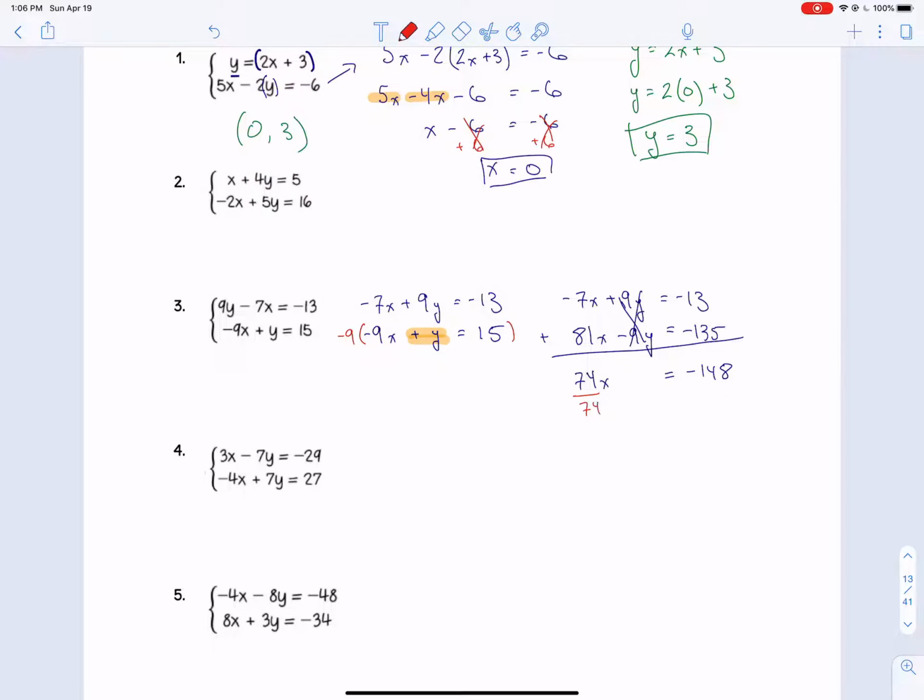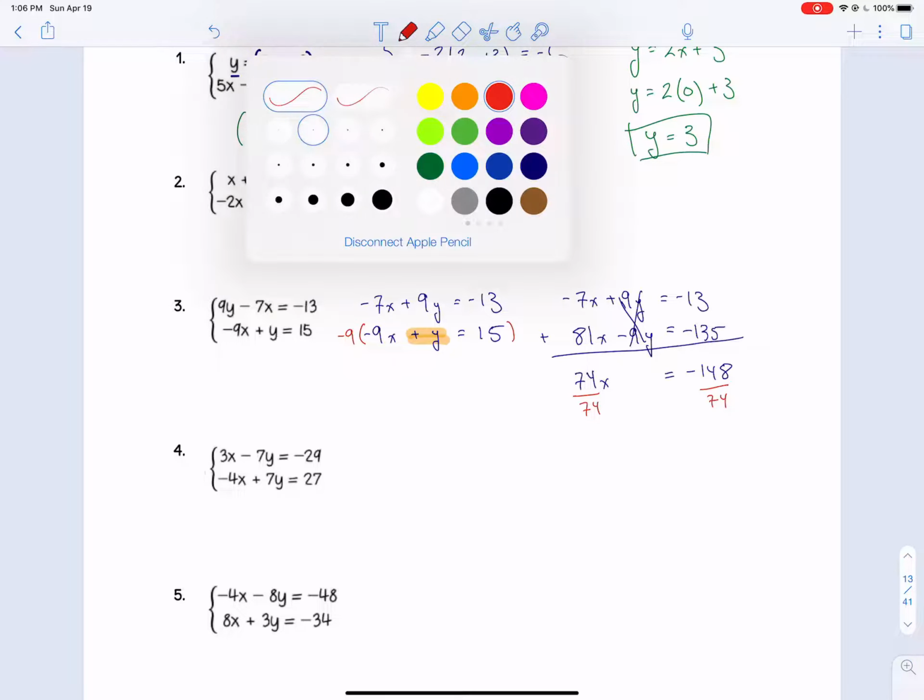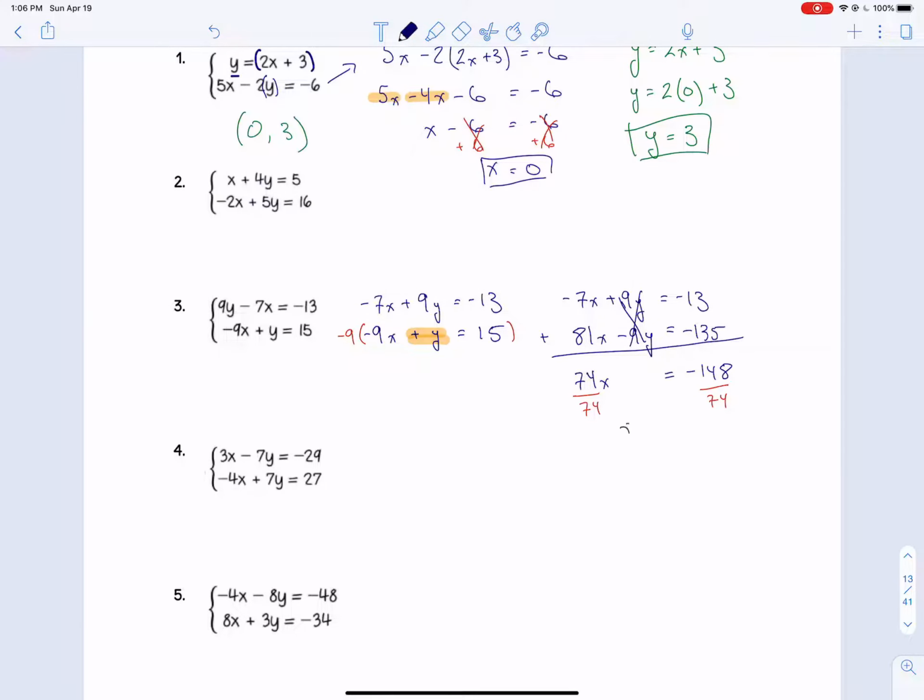divide both sides by the number in front of the variable. So divide that by 74, and I get x equals negative 2. Okay, so there's our x value. Now we can choose one of the original equations to substitute that in and solve it for y. I'm going to choose the second one because there's no final step of dividing. There's no number here, it's just a 1. So that'll save us a step.